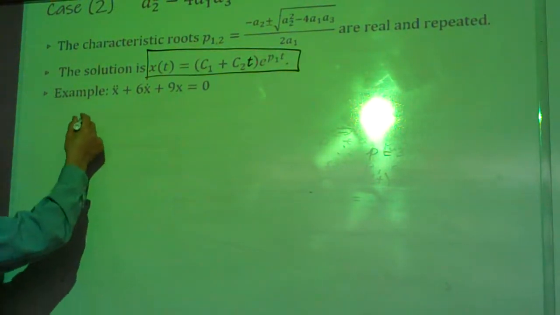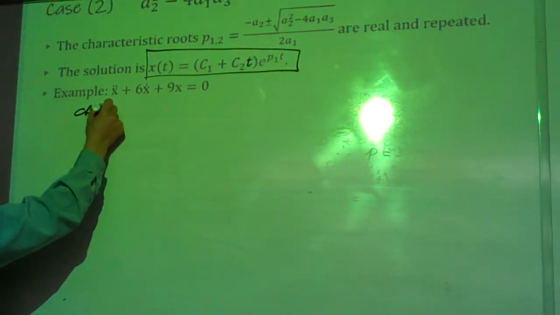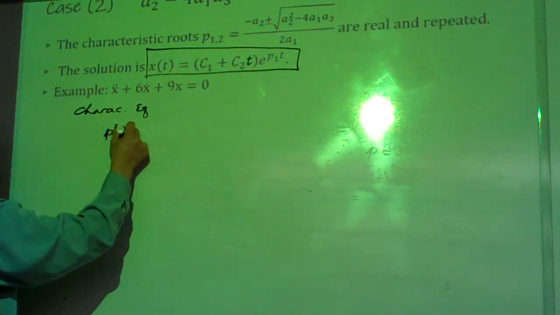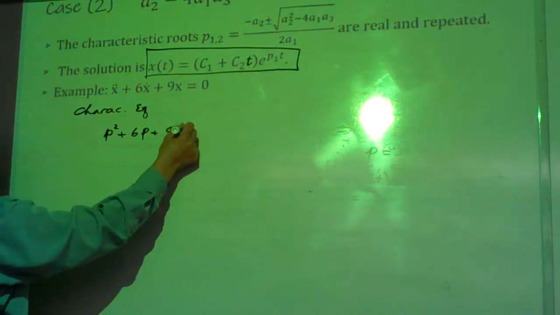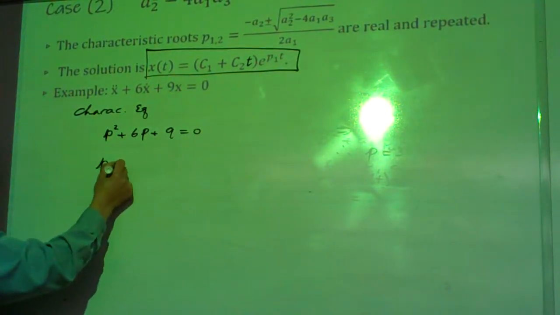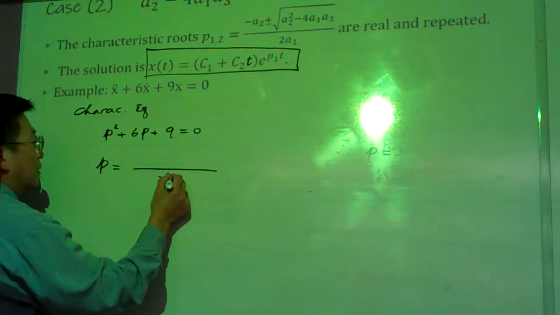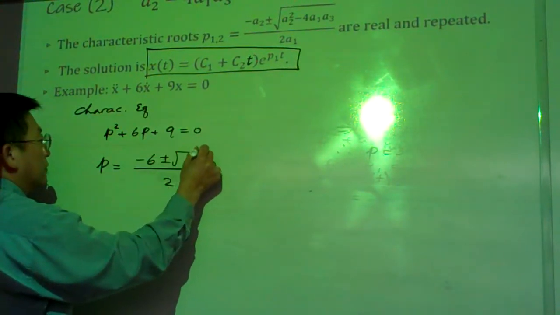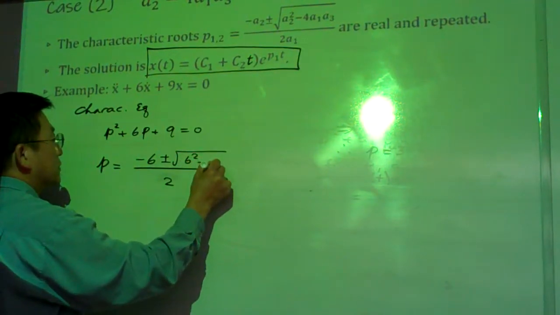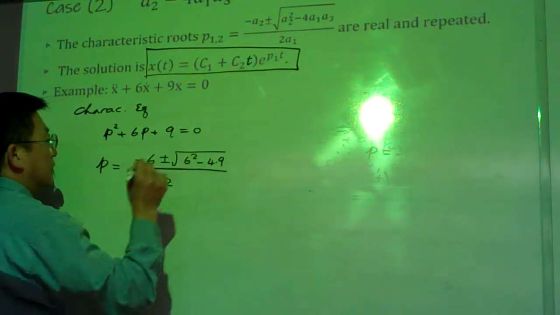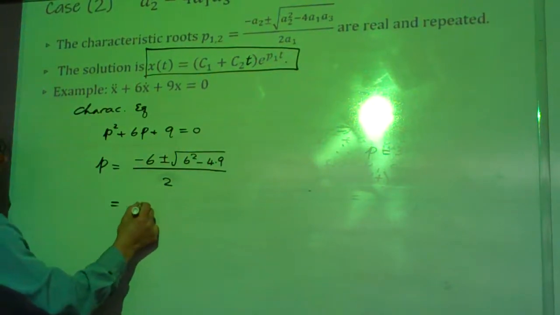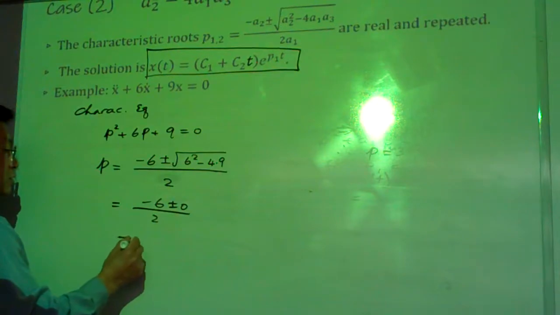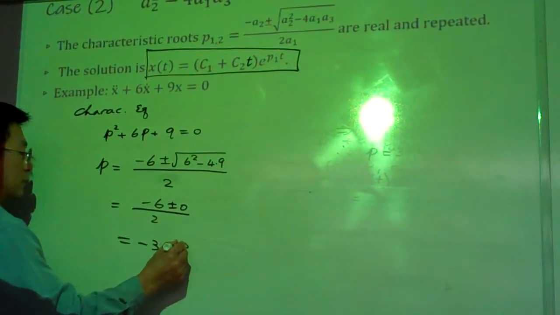We do the exercise here. For this example, the characteristic equation is p squared plus 6p plus 9 equal to 0. So p will be equal to (minus b plus or minus the square root of b squared minus 4 times 9) over 2a. From here you can see that is minus 6 over 2, plus or minus 0. So basically we have a repeated root, minus 3, minus 3.